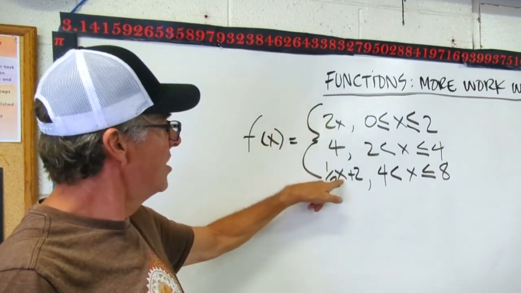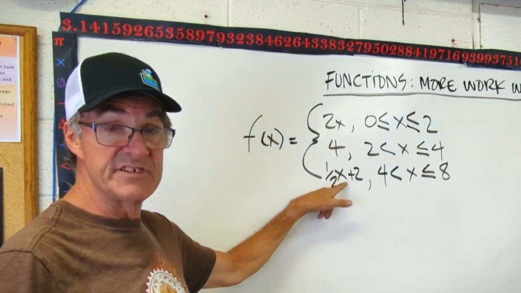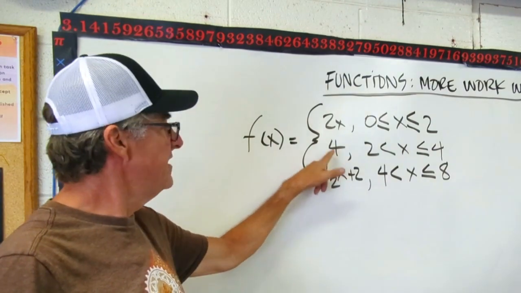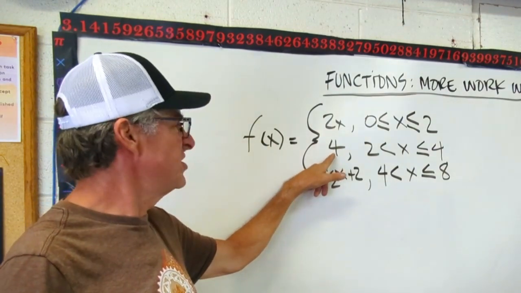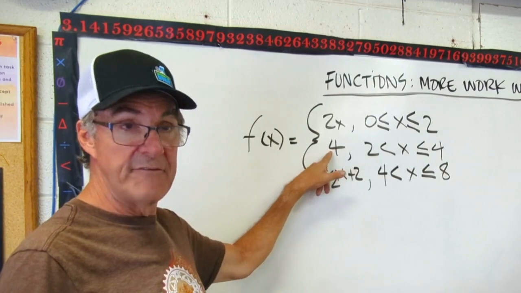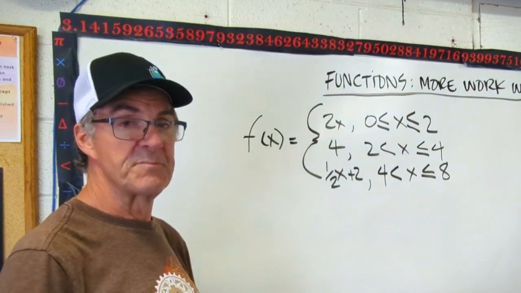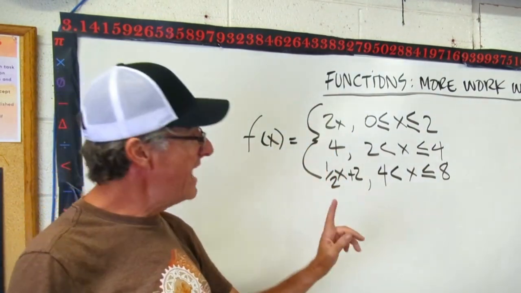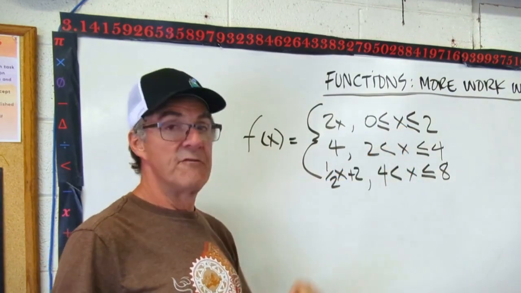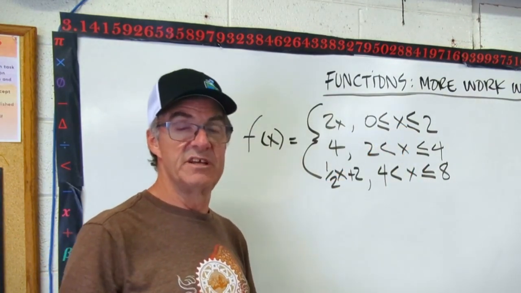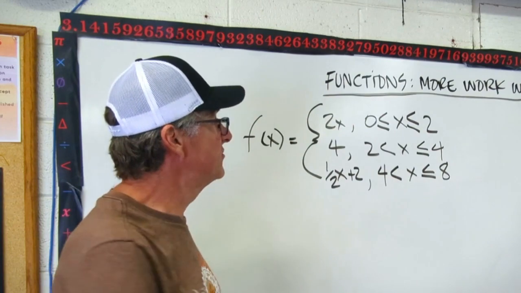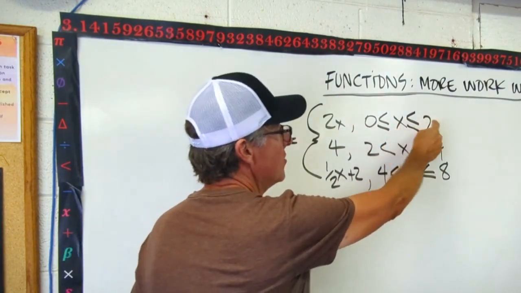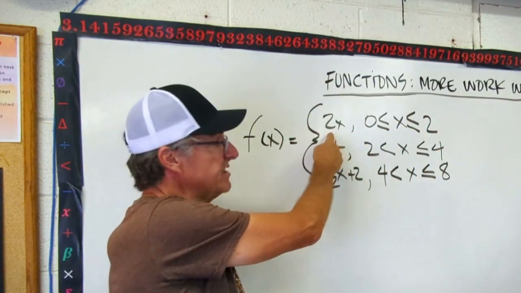So these 2 are linear equations. They're lines that have slopes and intercepts. And then this one is a horizontal line that's just y equals 4. F of x equals 4 is the same as y equals 4. So we have 3 functions. Now we have ranges for x for which that function is active. Okay? So when x is between 0 and 2, our function is 2x.